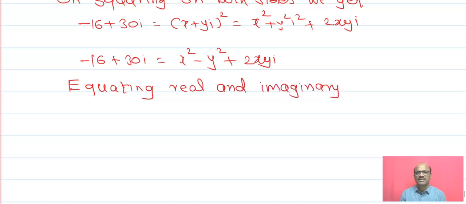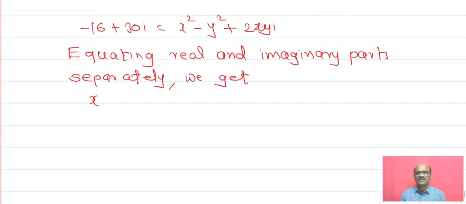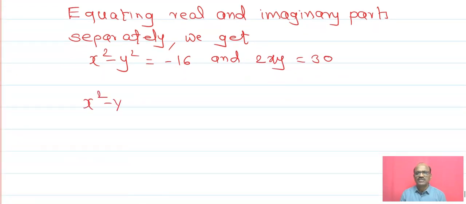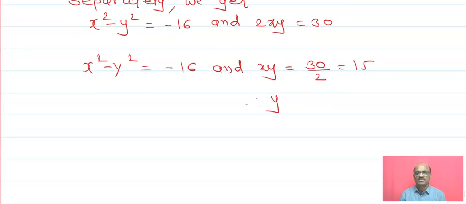Equating the real and imaginary part separately, we get x square minus y square is equal to minus 16 and 2xy is equal to 30. Therefore, x square minus y square is equal to minus 16 and xy is equal to 30 upon 2, that is 15.